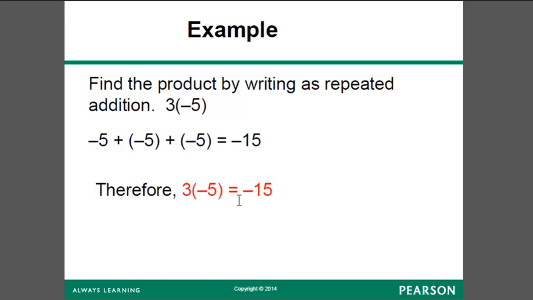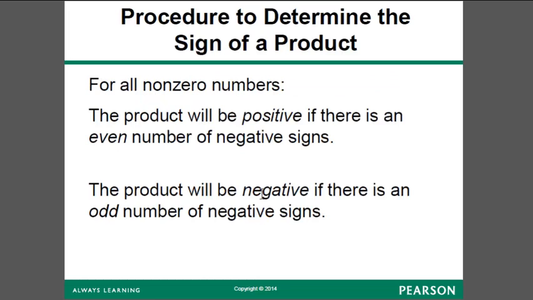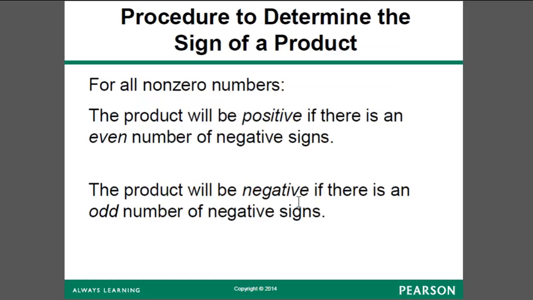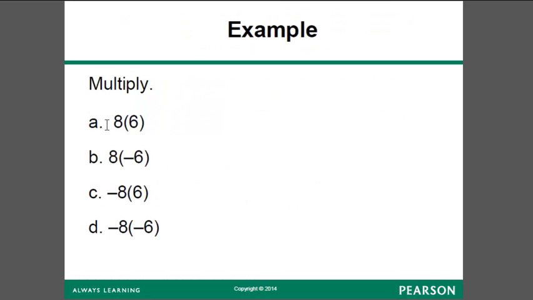But let's look at the actual procedure for determining the sign of a product. The product will be positive if there is an even number of negative signs. The product will be negative if there is an odd number of negative signs. In this previous example, I had one negative sign in the product. This one's positive, this one's negative. Odd number of negative signs means my final answer is negative. Let's look at some other examples.